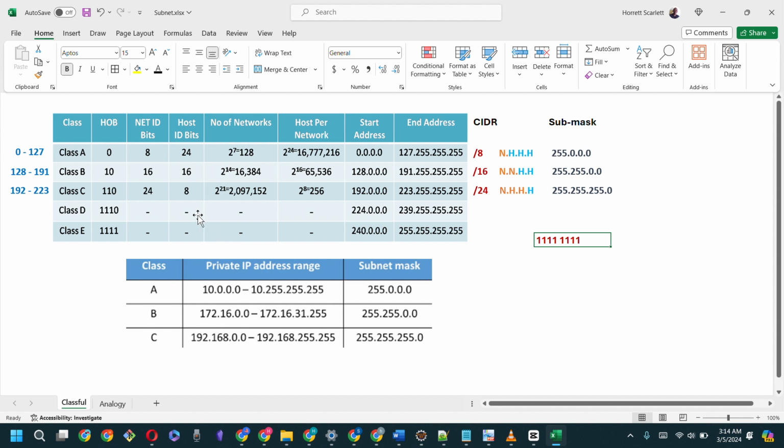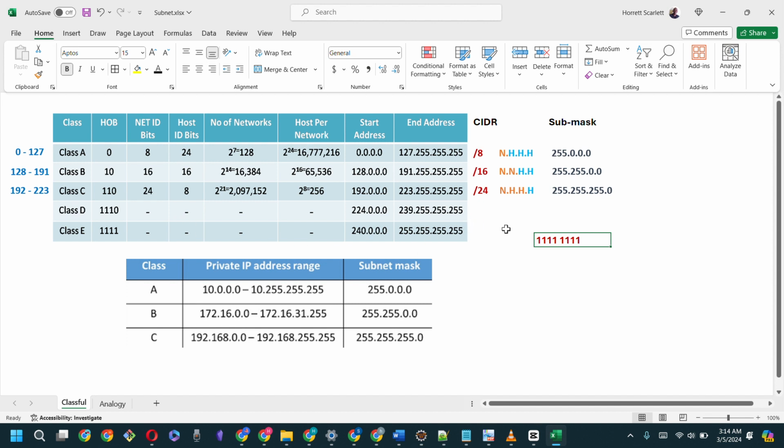So going back to what we were saying, for class A, we know that 8 bits are associated to the network. For class B, 16 bits are associated to the network. And for class C, 24 bits are associated to the network, or these bits are used to represent the network. Now, there is another way that we can represent this without having to explicitly write out the subnet mask. And this is known as CIDR notation.